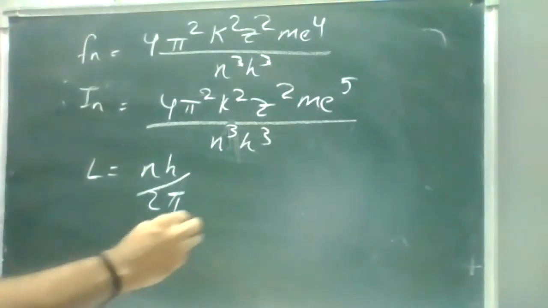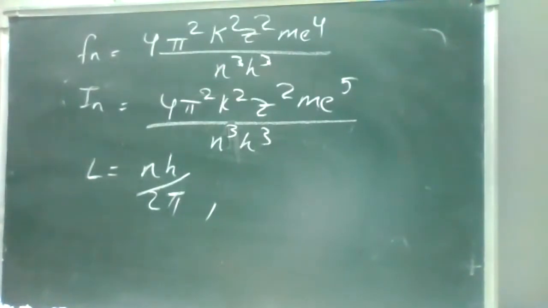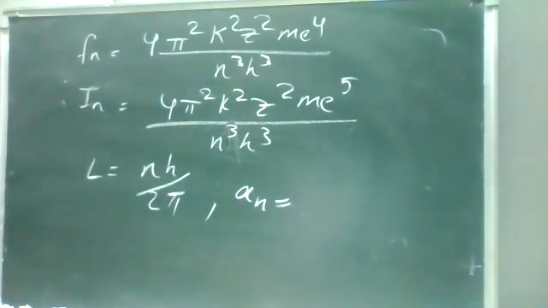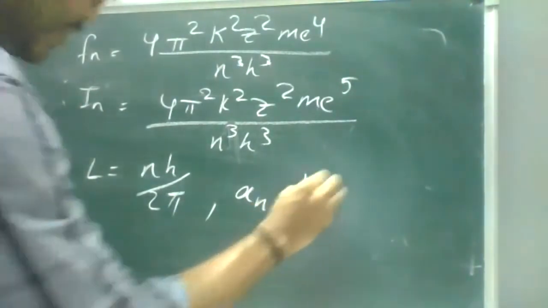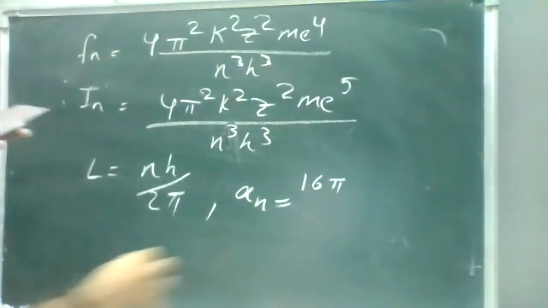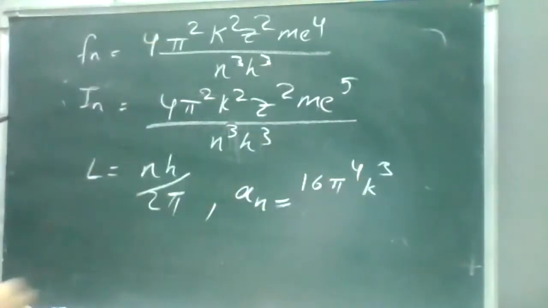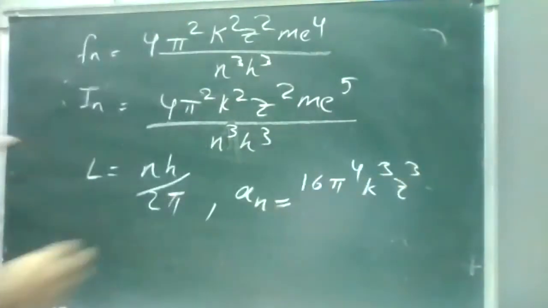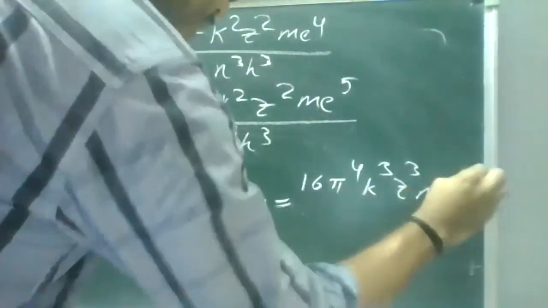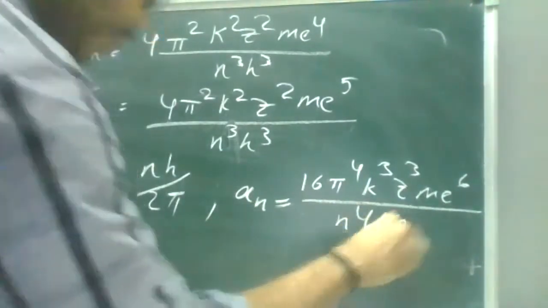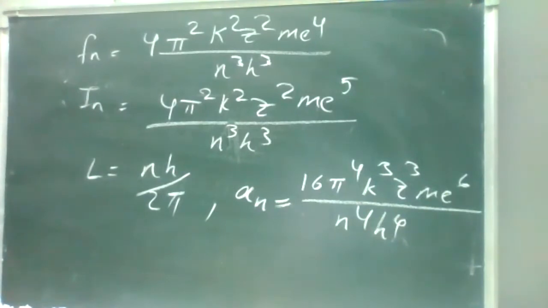Next one. Centripetal acceleration. An is equal to 16 pi power 4 k cube z cube m e power 6 by n power 4 h power 4.